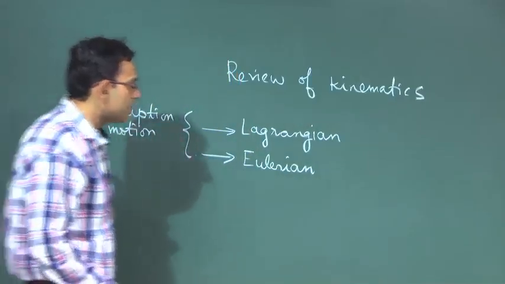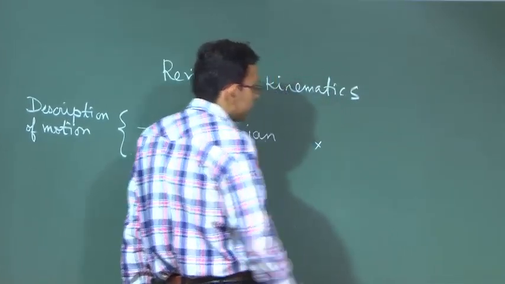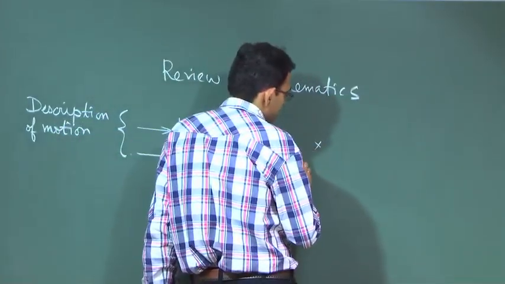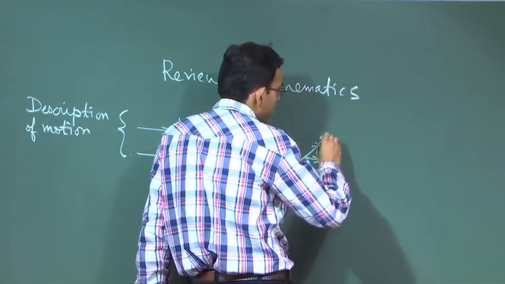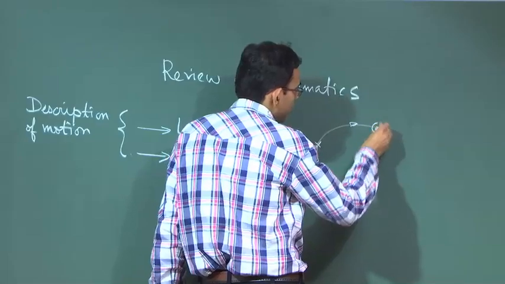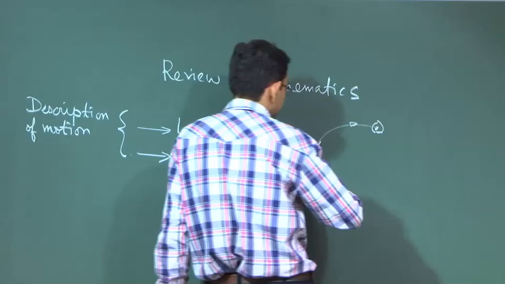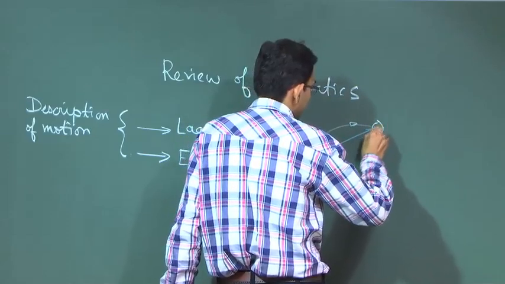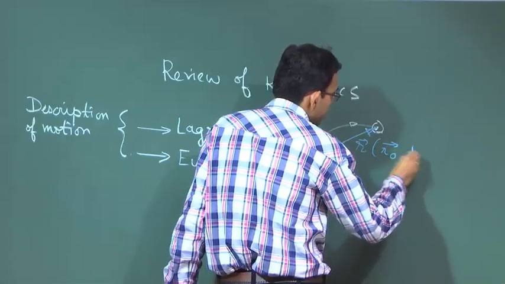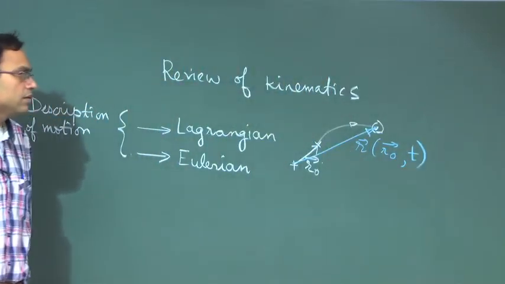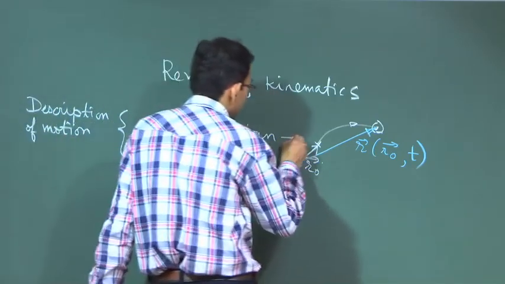So how do you track particles? Basically you start with an initial position. This is given by a position vector r0, and then this particle evolves with time. So currently this is the position vector r, so you are tracking the particle, and this r is a function of the initial position r0 and the time t. So, this is the Lagrangian description.